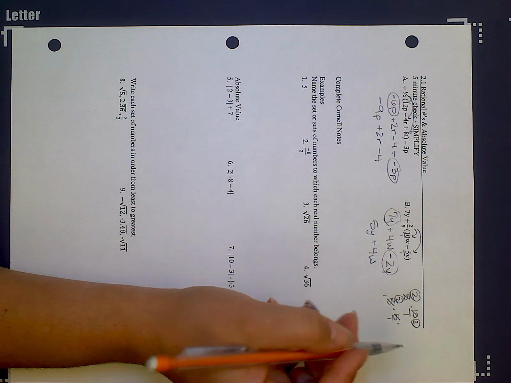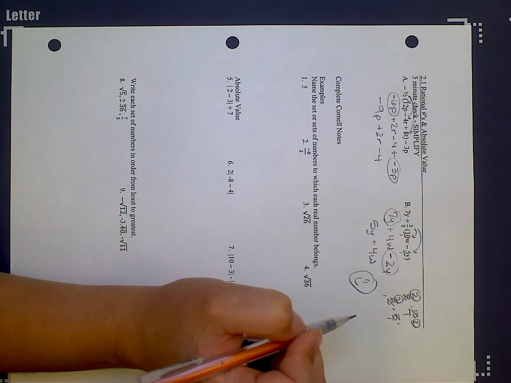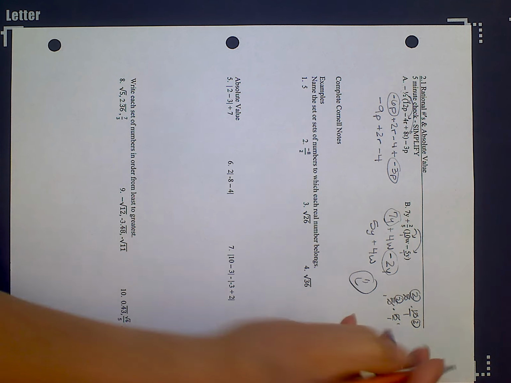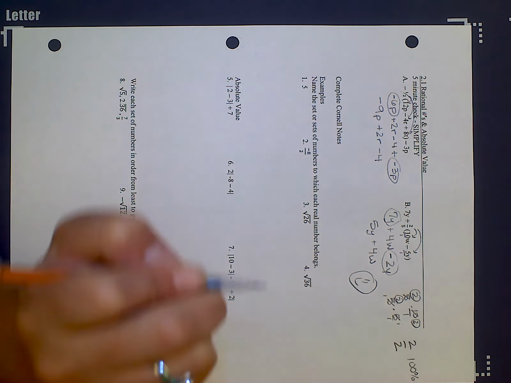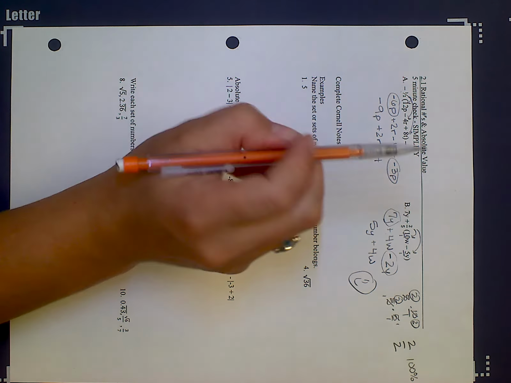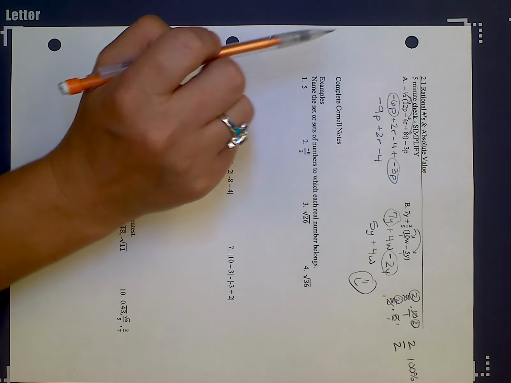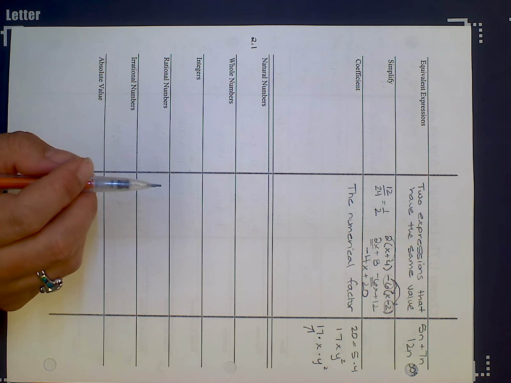How did you do? Did you do a good job? Give yourself a smiley face. What'd you get, 2 out of 2? Excellent, 100%. Now let's move on to today's lesson. We're talking about rational numbers and how we categorize those. So back to your Cornell sheet, we're going to fill in, this is section 2.1, the definitions of the different categories of each of the numbers that we will talk about in algebra.